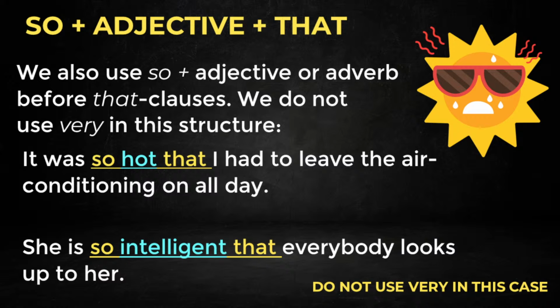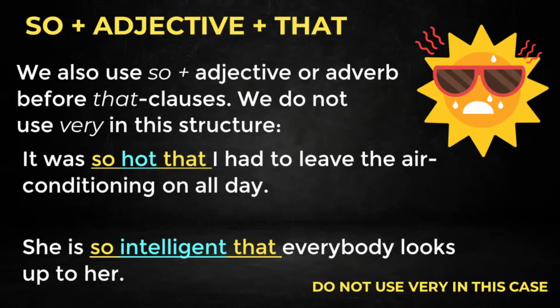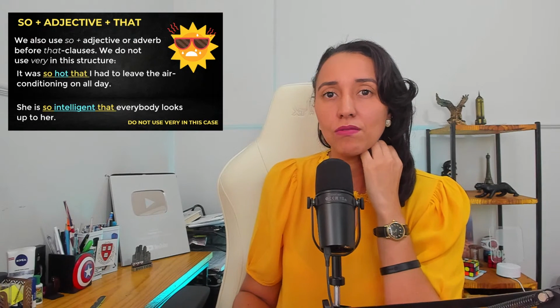Now, we also have so plus adjective plus that. Super common, okay? But in this case, we change a little. So I'm using so plus adjective plus that clauses, okay? And in this case, guys, do not use very. It was very hot that I had to open the window. No, don't do that, okay? In this case, we use so. It was so hot that I had to leave the air conditioning on all day, okay?